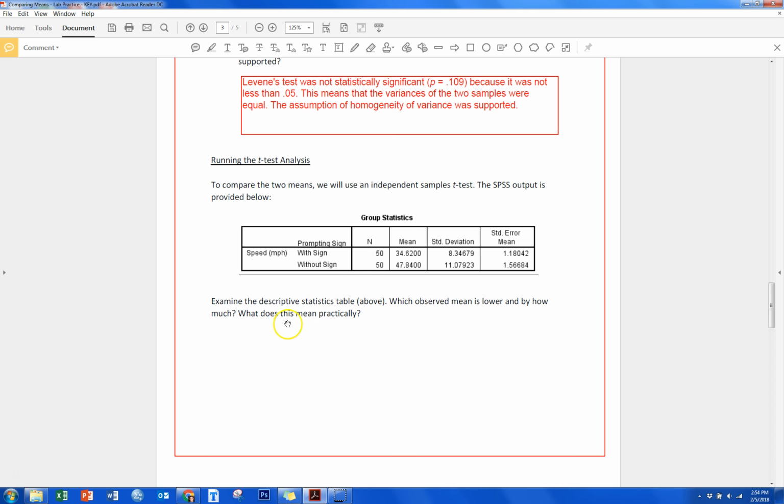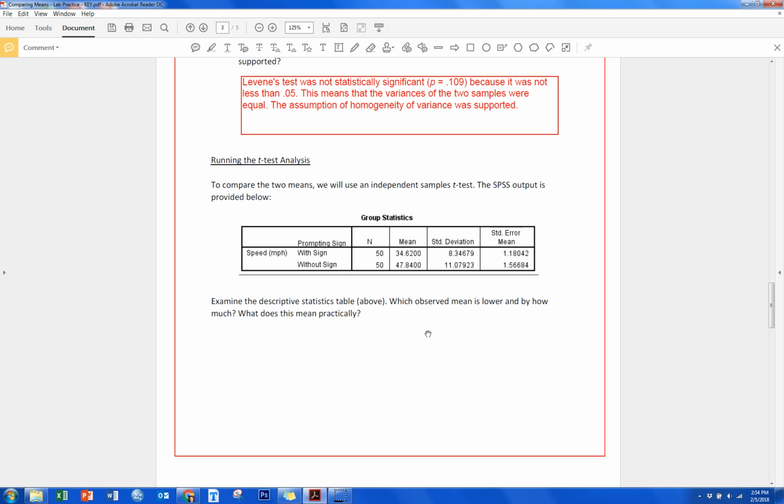It says, examine the descriptive statistics table above. Which observed mean is lower and by how much? What does this mean practically? So it's the same information that we've gotten before, but it's asking us to explicitly consider which mean is higher, which mean is lower. This is important because sometimes students will run a t-test and they have in their head which way things are going to go, which mean is going to be higher.